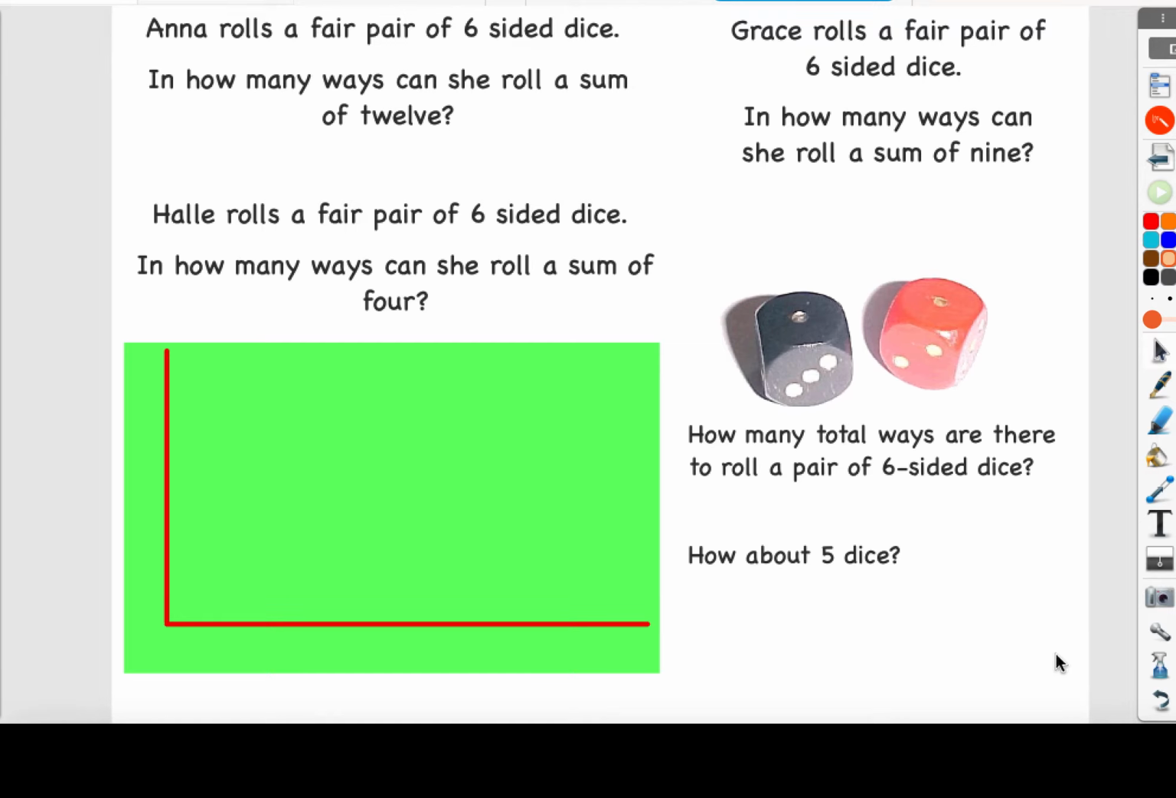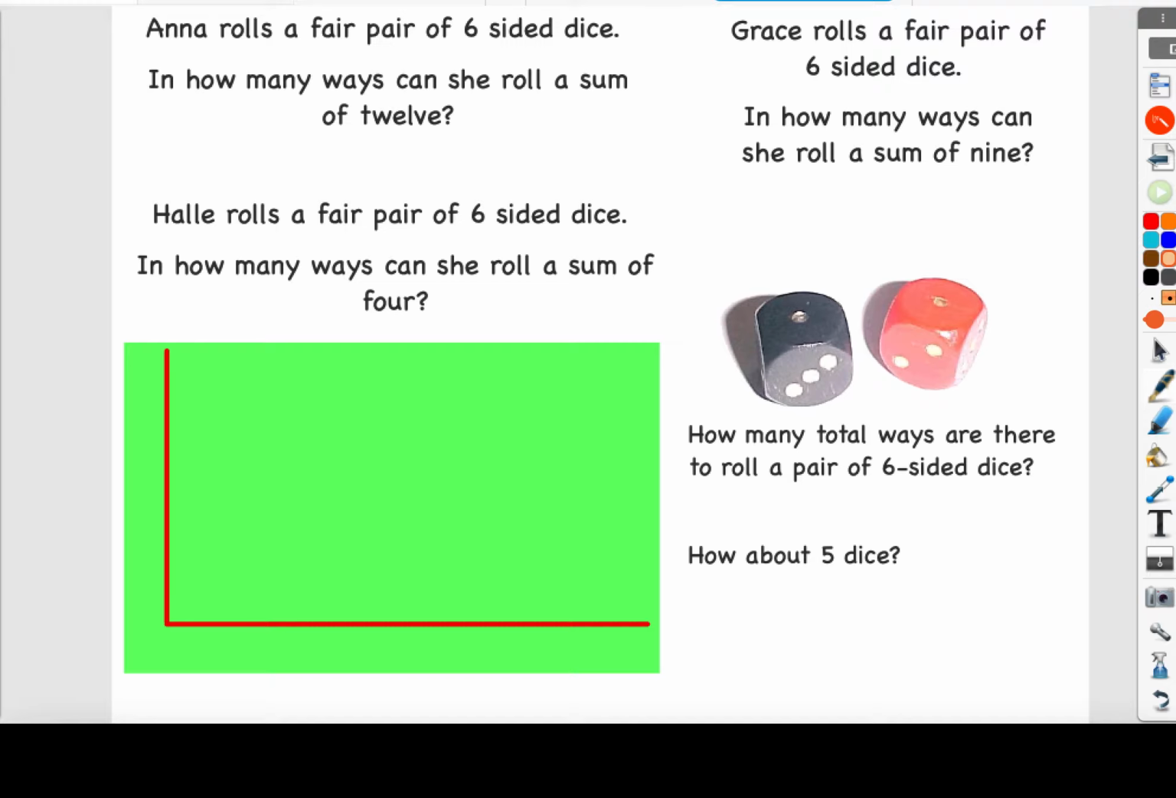We're going to talk about the fundamental counting principle, or basically how we count up the ways in which something can happen. Some things that we count in life, we just have to count out the number of ways, very simply. So Anna's going to roll a fair pair of six-sided dice. So we've got two dice over there at the right. Again, they're six-sided. They're numbered from 1 to 6. And how many ways can she roll a sum of 12?